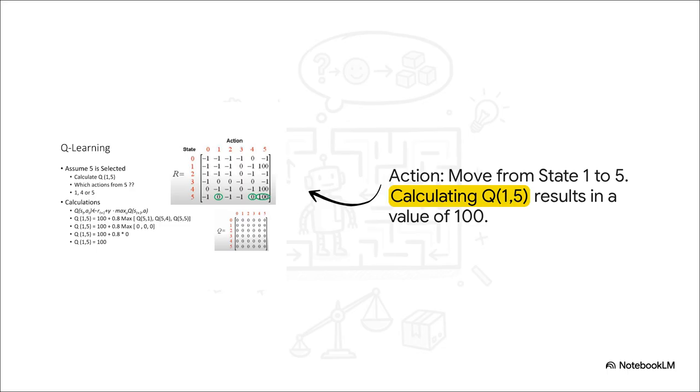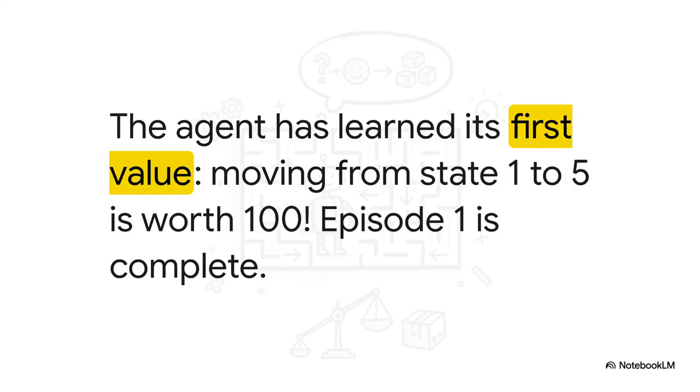Jackpot. Now we have to update the Q value for that specific action, moving from state 1 to state 5. The math is the immediate reward, which is 100, plus our discount factor of 0.8 times the best possible reward from our new spot. And since state 5 is the goal, there are no future moves, so that future value is just 0. So our new Q value is a nice, clean 100. And boom! Just like that, the Q-table gets its very first number. The spot for being in state 1 and moving to state 5 is now 100. Our agent has just learned its very first and very valuable piece of information. Since it reached the goal, that's the end of episode 1.